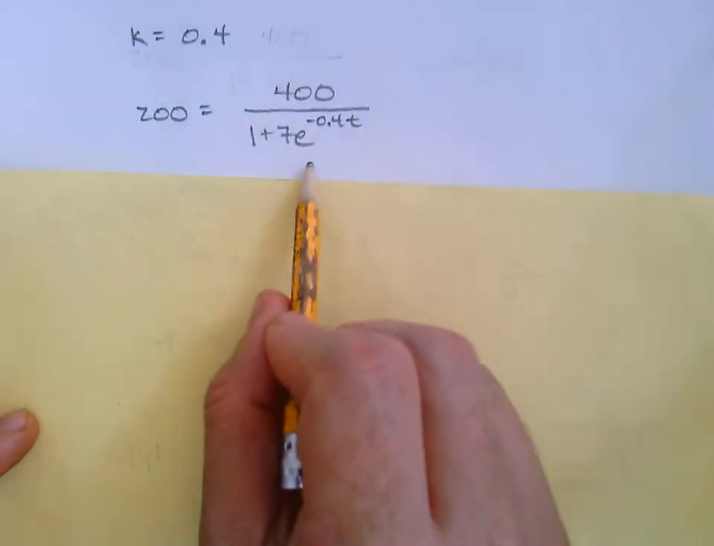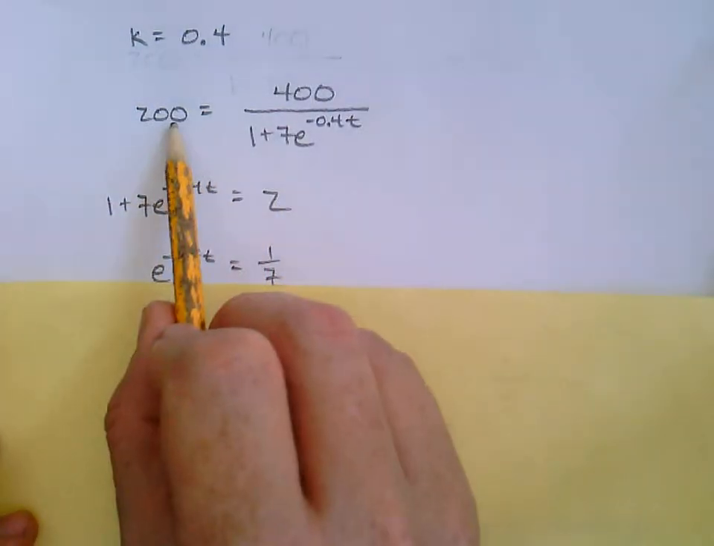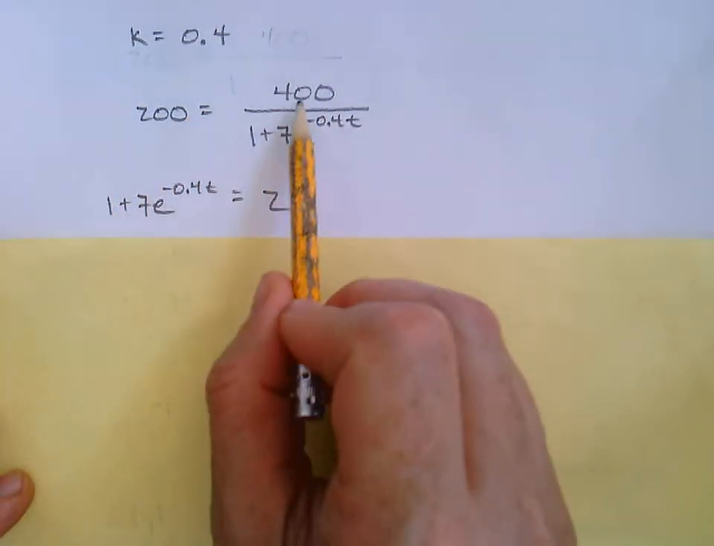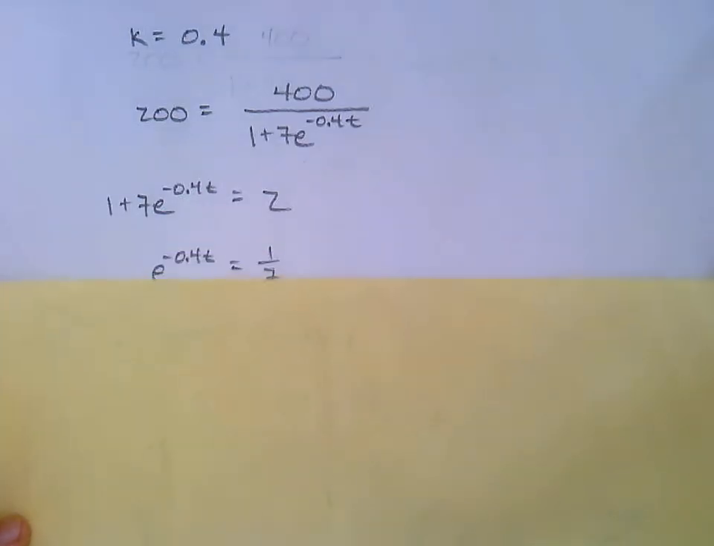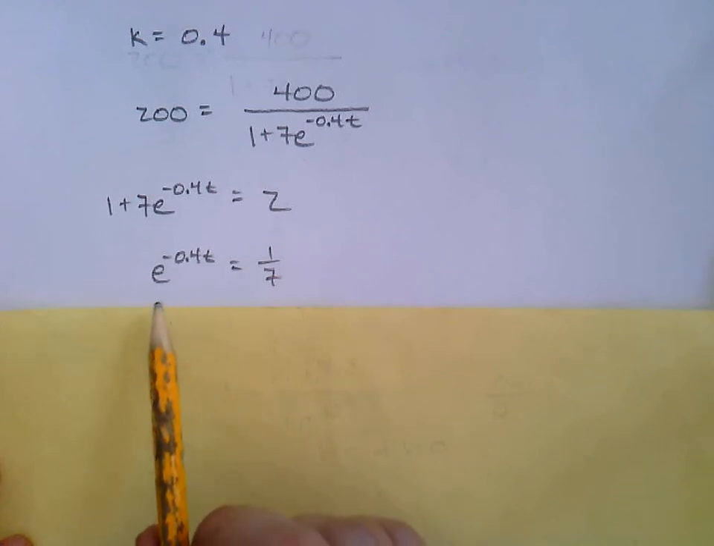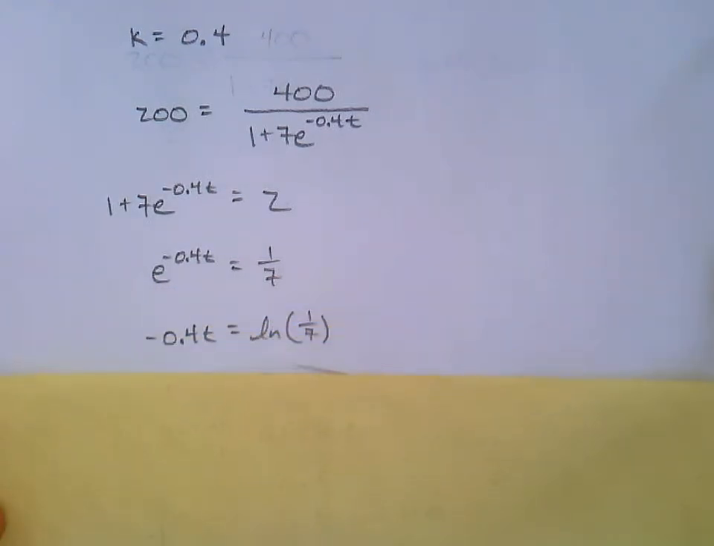So, all right, not too bad. We can multiply this whole thing over there. We can divide by the 200 and get 2. We can subtract 1, divide by 7. All right, and I'll go through this pretty fast. Natural log. And finally, divide by negative 0.4. And I just went ahead and crunched that and got 4.86 years.